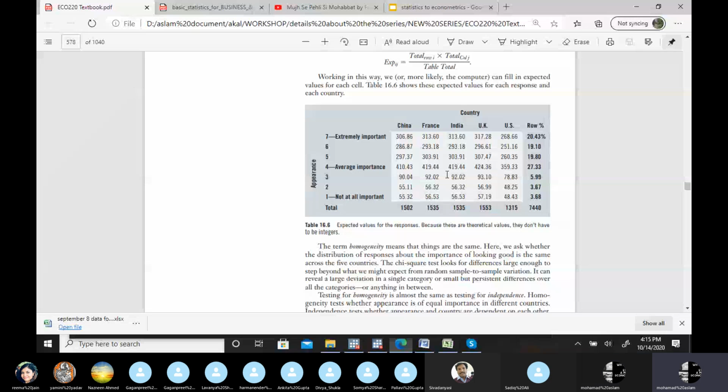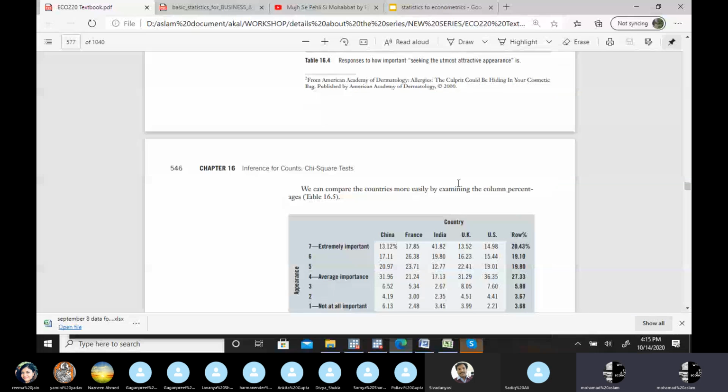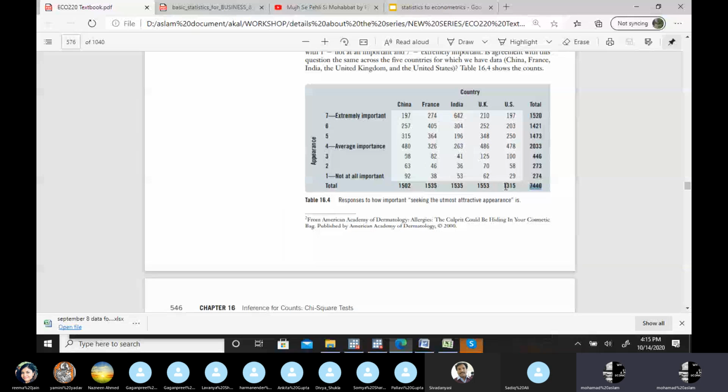No sir, not 1520. The row total is this one. 1315 column total. If you're doing the first one, 1502 multiply by 1520, so you will get this expected frequency, 306. Now these expected frequencies we have to compare with the observed frequencies. That's the method in this chi-square distribution.